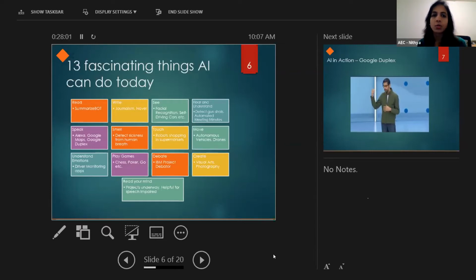Touch, shopping in supermarkets, and then move, autonomous vehicles, drones, understand the emotions, driver monitoring apps. These are telematic apps. Even in insurance, at Farmers Insurance where I work, we are partnered with a telematic app for driver monitoring behavior, right? You could install that in your car, on your dashboard, and it monitors your behavior, your language, your braking. Are you braking harshly? Are you turning swiftly? Are you yawning a lot? Are you yelling at somebody, which means you're actually being distracted, right? So driver monitoring apps understand your emotions and alert you.